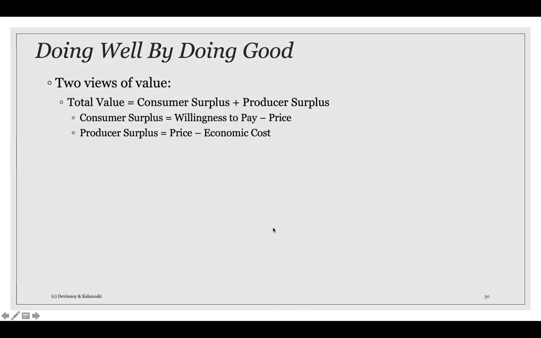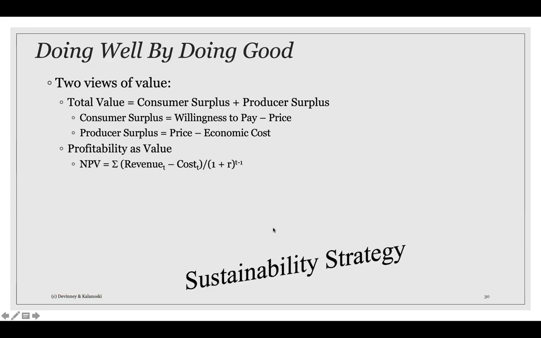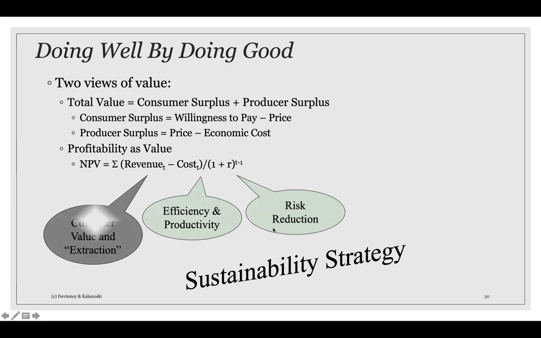But ultimately, there's a very simple model here, right? And that is that if you're going to do well by doing good, then you've got to have a model which aligns what it means to do well, in this case profitability, and what it means to do good. And in this sense, we focus here on the process of these types of things. And from a marketing standpoint, all of these might apply, but the key in some sense is customer value and extraction.